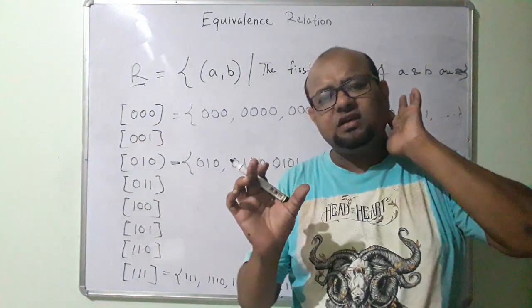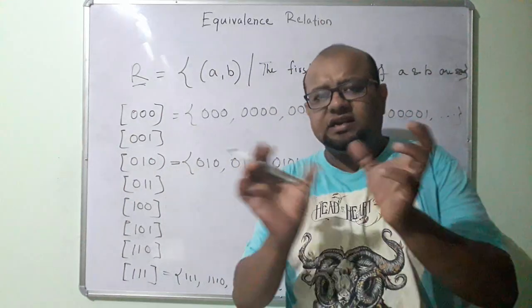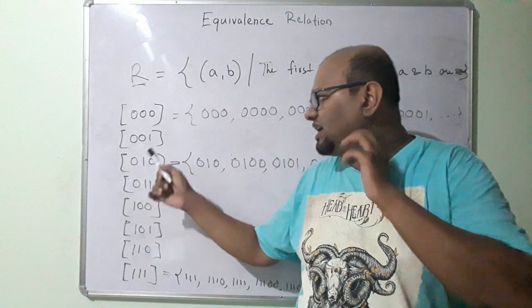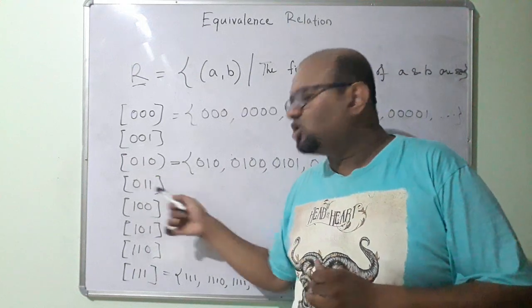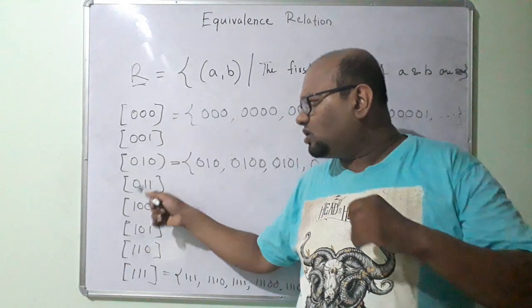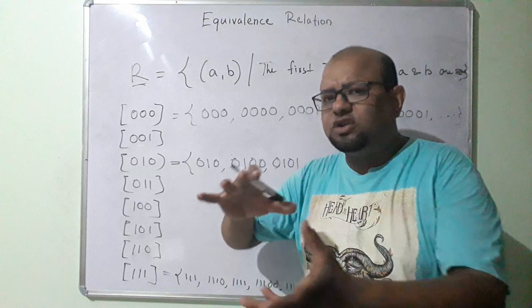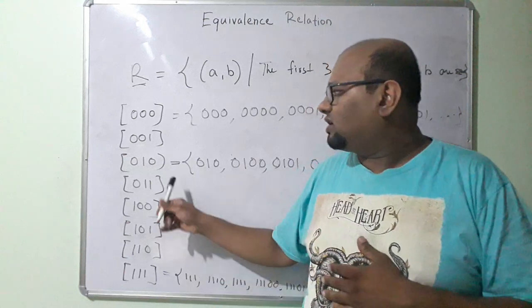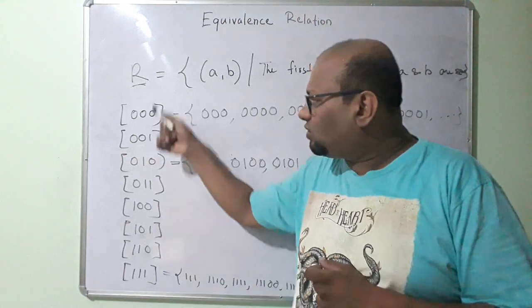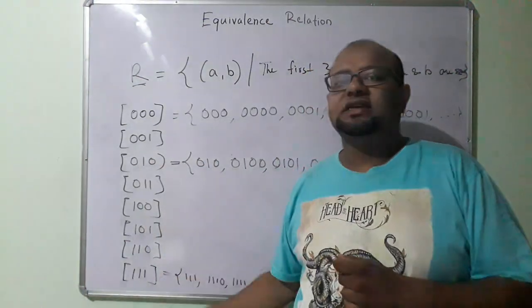Okay, a string will have three characters. The first three characters cannot be different, right? A string cannot begin with 010 and 011. It will either begin with 010 or 011 or anything else. It cannot begin with two different things. So a string will belong to any one of them. A string cannot belong to two different of these sets.